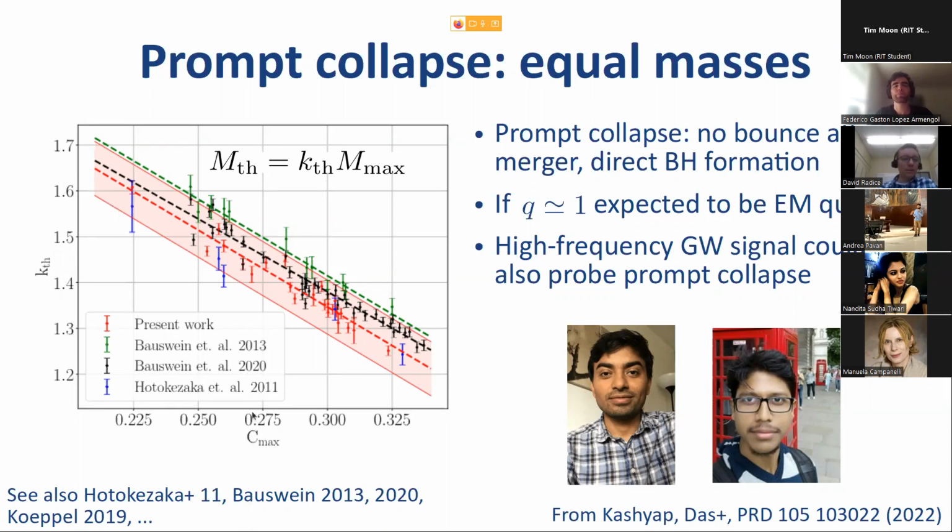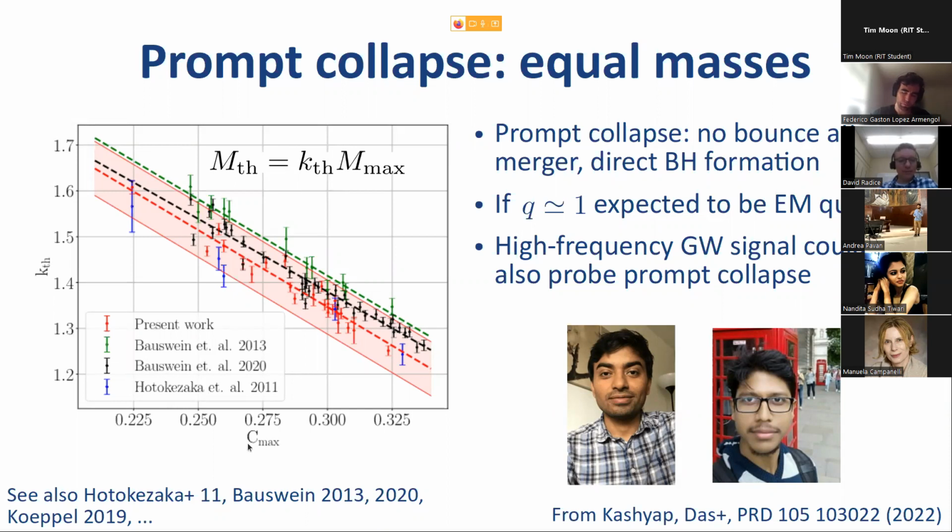To linear order, it only depends on one parameter of the equation of state that can be taken to be the maximum compactness. And this has really been systematically studied by Bauswein and collaborators, starting from their work in 2013, and then by many authors in the literature. So people have calibrated very precisely this threshold, the correlation between this K threshold and the maximum compactness.